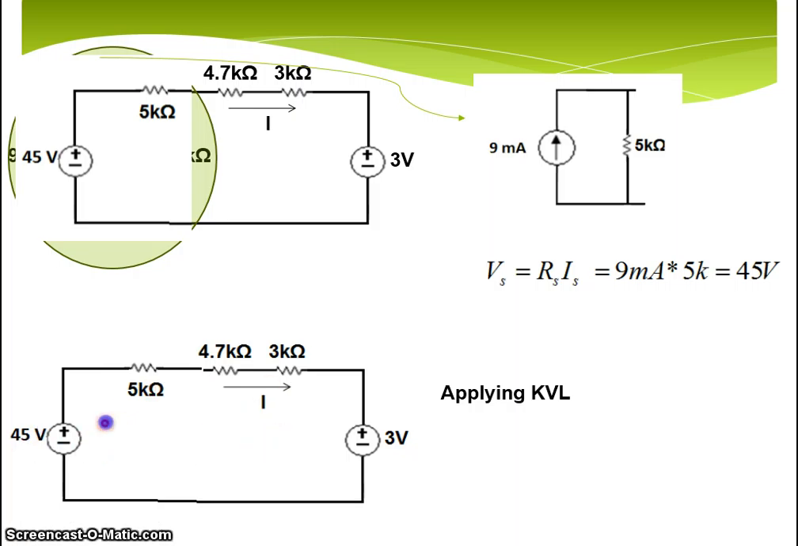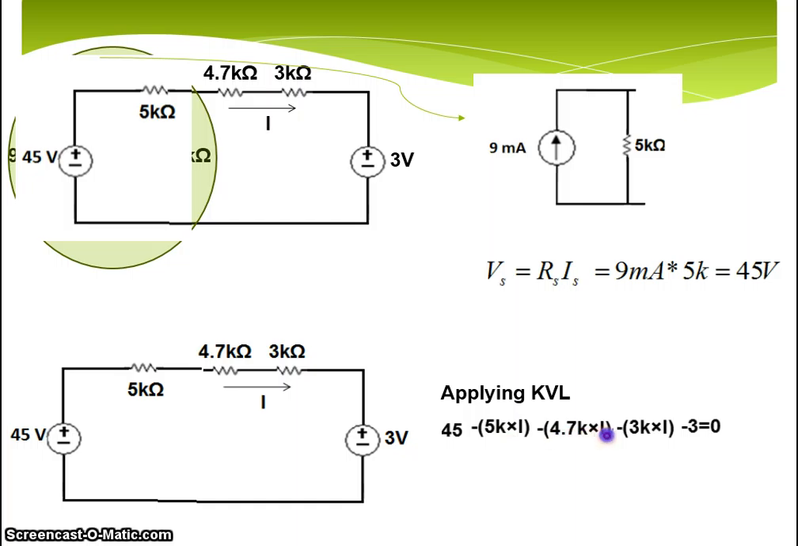So we have the 45 volts, then the 3 resistors and another 3 volt. So let us apply KVL one by one. So what do you have? You have a plus 45, then you are here. If you mark the polarity plus and minus, it will give you minus 5k multiplied with I. Repeating the same procedure, you have minus 4.7k multiplied with I, then minus 3k multiplied with I, and finally you have another voltage source which is minus 3 volt equal to 0.